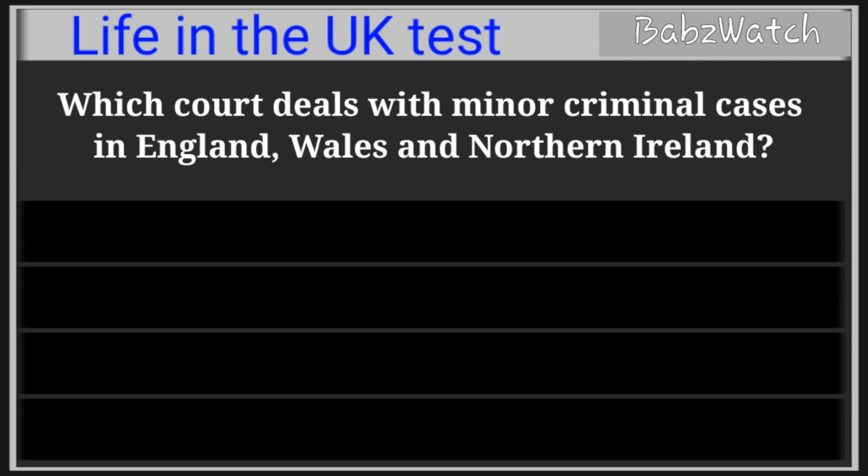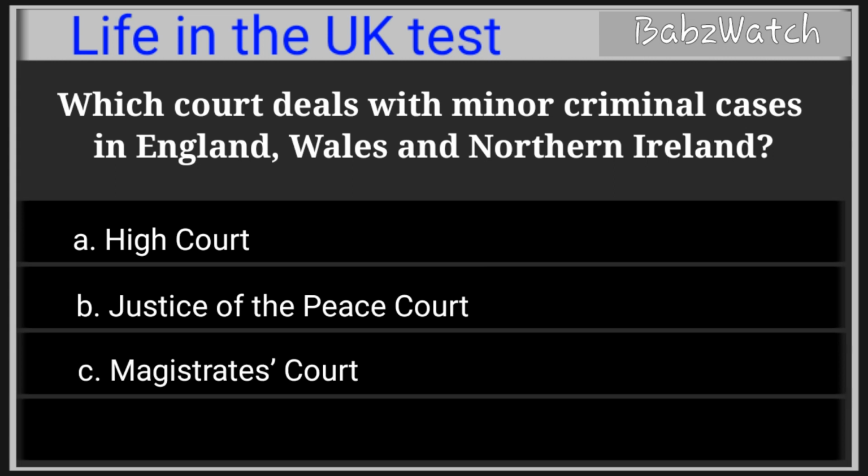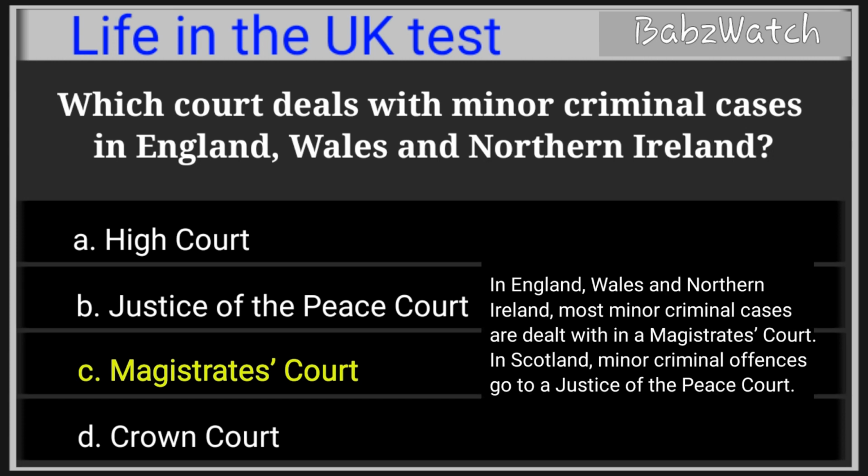Life in the UK test. Question 12 of 24. Which court deals with minor criminal cases in England, Wales and Northern Ireland? A. High Court. B. Justice of the Peace Court. C. Magistrates Court. D. Crown Court. The correct answer is C. The Magistrates Court. In England, Wales and Northern Ireland, most minor criminal cases are dealt with in a magistrates' court. In Scotland, minor criminal offences go to a Justice of the Peace Court.